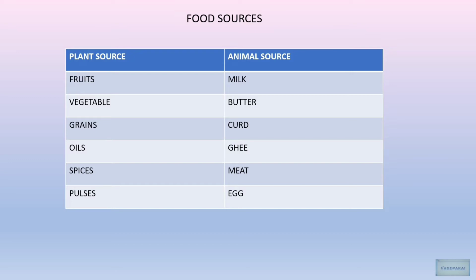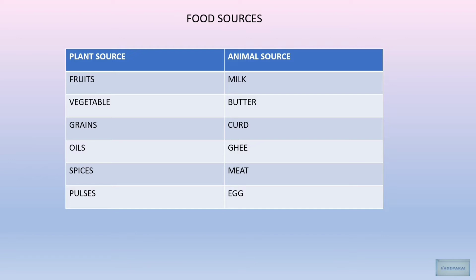We already saw food variety, food ingredients and now we are getting into food source. Food source is nothing but the point from where you get the food. Food source is categorized into two. One is called a plant source, the other one the animal source.